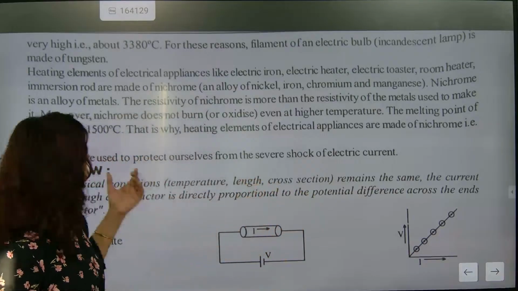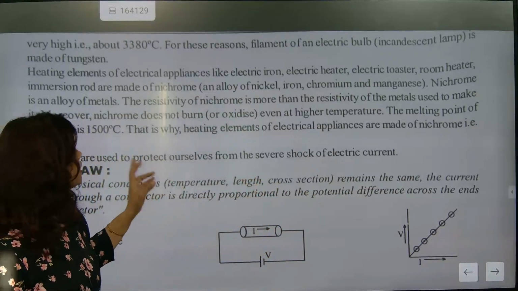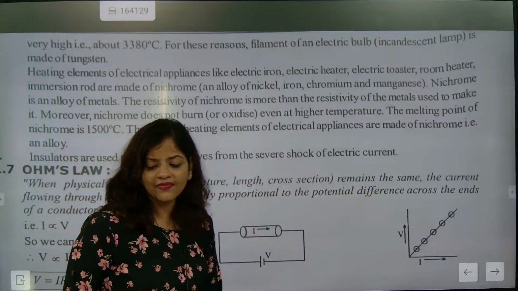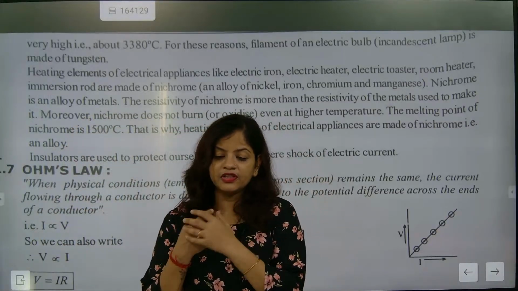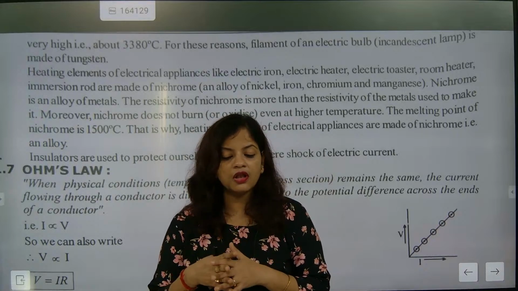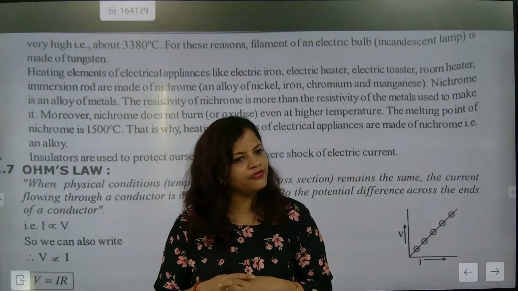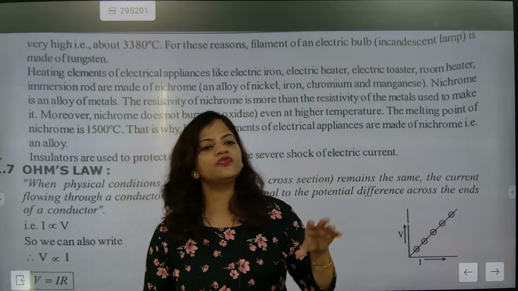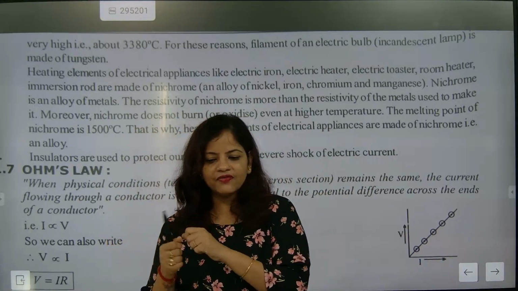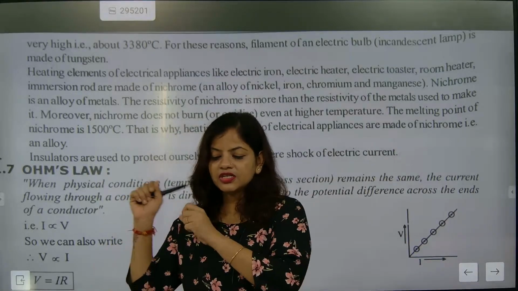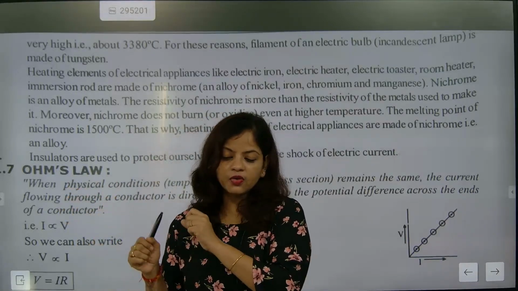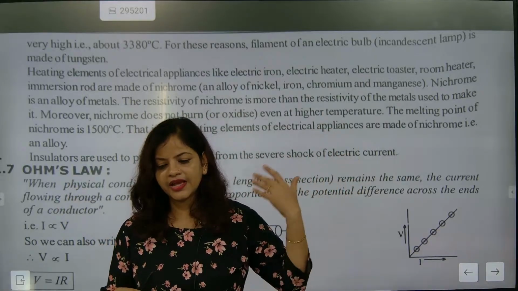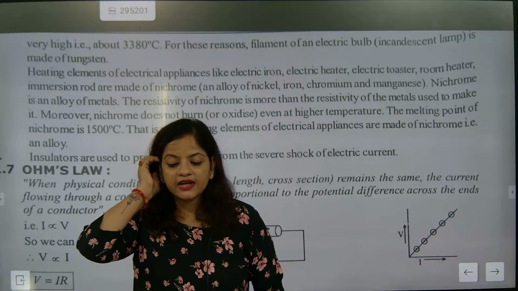Now, insulators are used to protect ourselves from severe shock of electric current. You might have seen people using gloves. Why are they using gloves? Because they want to protect themselves from electric shocks. Electricians always wear rubber gloves while working. When they reach a pole, they are quite cautious, because they can get an electric shock.